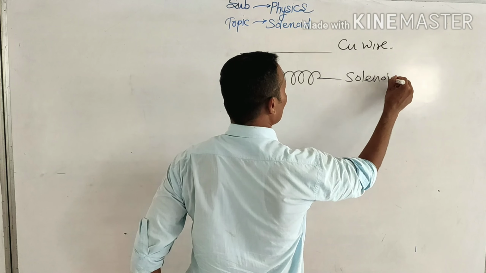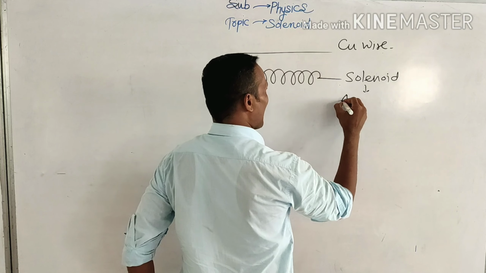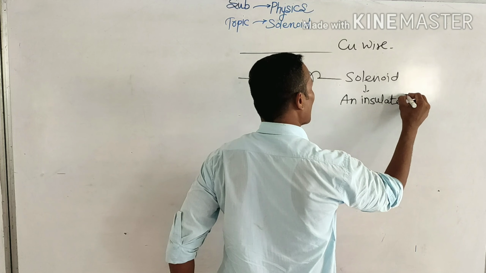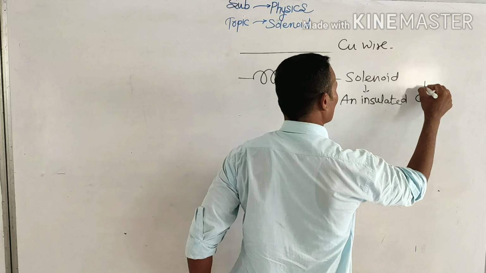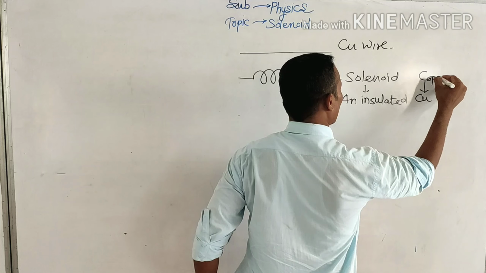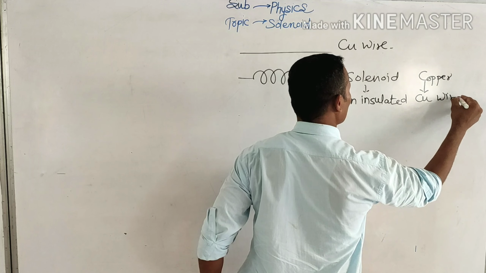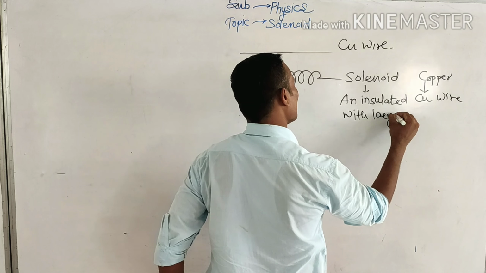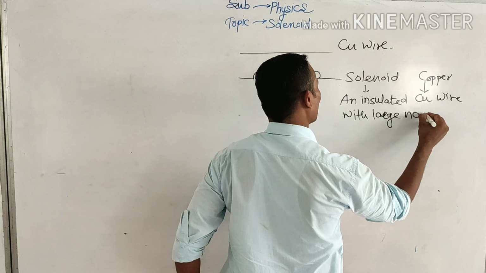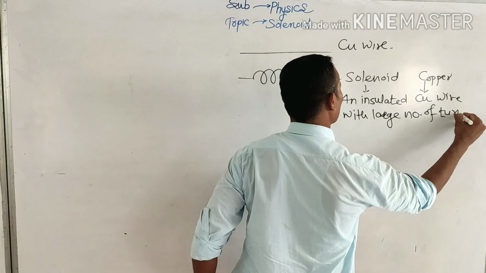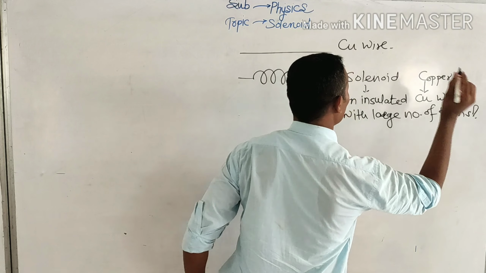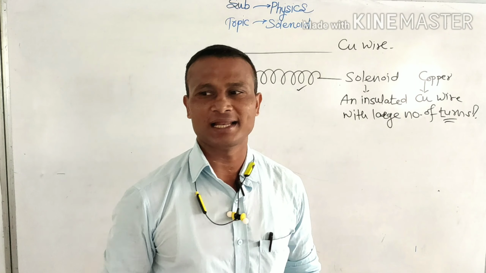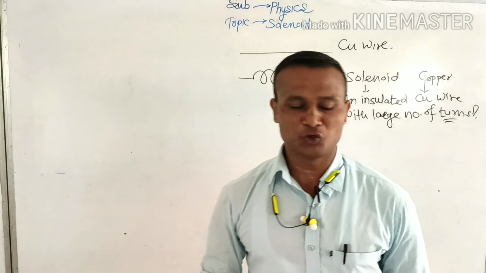So how do you define solenoid? It is an insulated copper wire with a large number of turns. Now what is the significance of turns, we are going to learn later on. So exactly how it looks in practical, I want to show you, right?